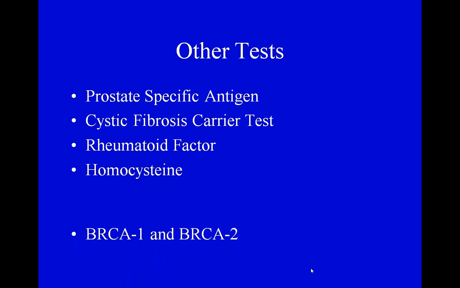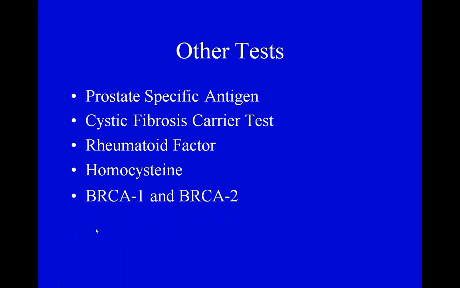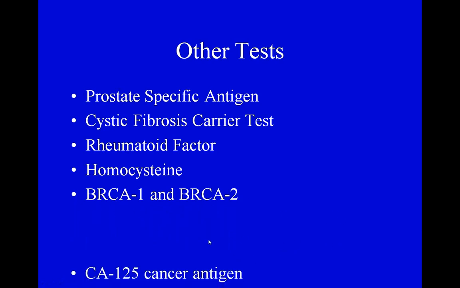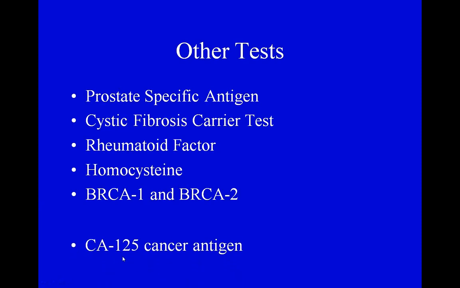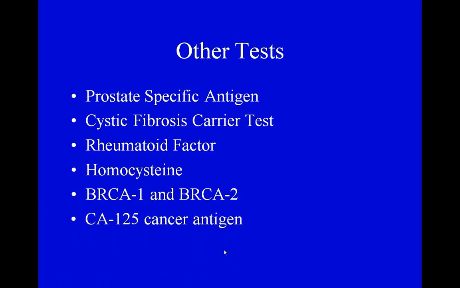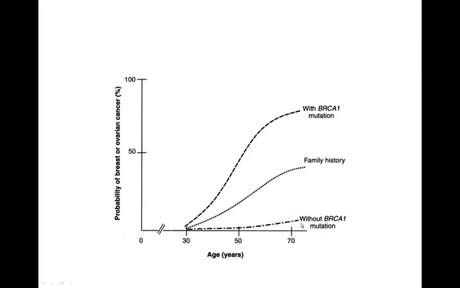BRCA1 and BRCA2. These are breast cancer carrier tests. And I'll show you why those are significant in just a minute. And I think you're going to see more of these, again tied to the genome project. So if we find that people who have certain genetic makeup are at higher risk for things like breast cancer or ovarian cancer, would it be helpful to know? So let me show you how this could be very helpful information.